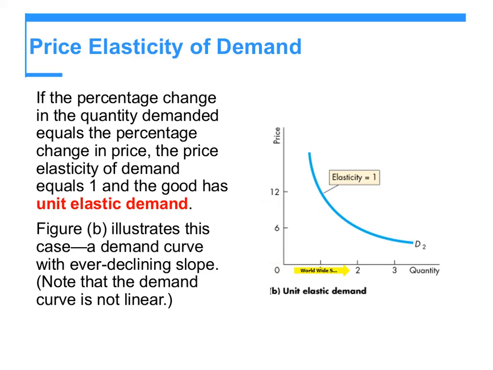Okay. If you see 12 to 6, the difference, we have 6 divided by the basically average price, which is 9. And on the other side, you have 1 to 2, change of 1 divided by the average price, which is 1.50. So 9 divided by 6 and 1 divided by 1.50 will give you the same thing, 1.50. So the price elasticity of demand will be 1. We call this elasticity 1.